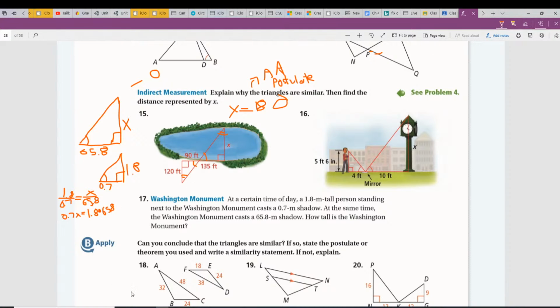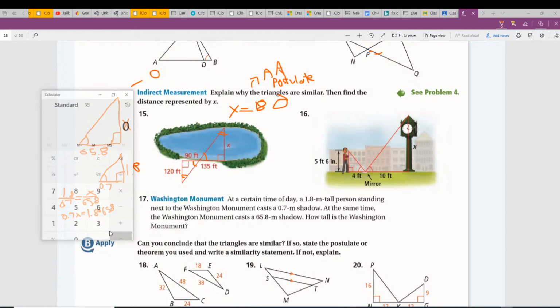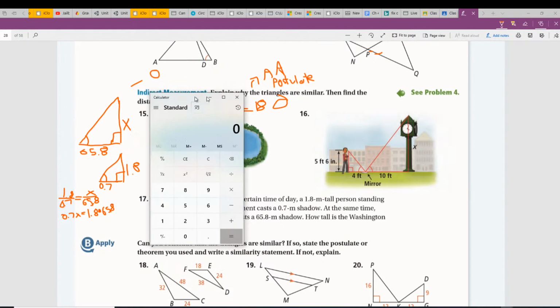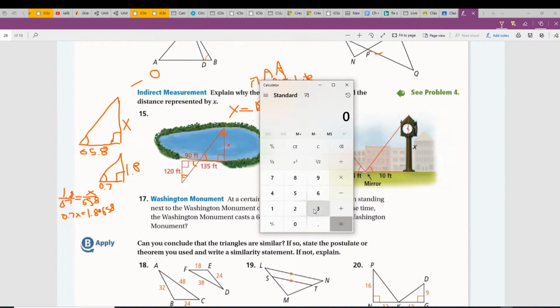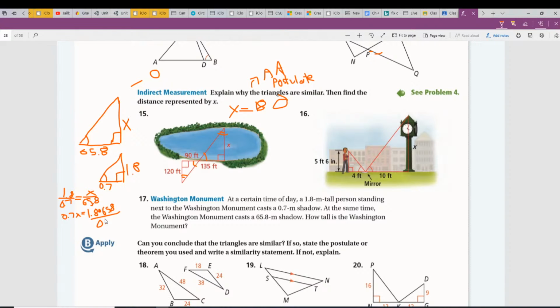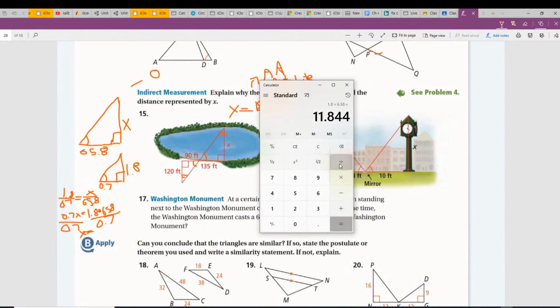And we have this equation. I'm actually going to use the calculator to figure this out because we have some not so great looking numbers. So we have 1.8 times 6.58. We have 11.844. Now we need to divide this by 0.7. So x is equal to, let's figure it out right here. X is equal to 69.2.